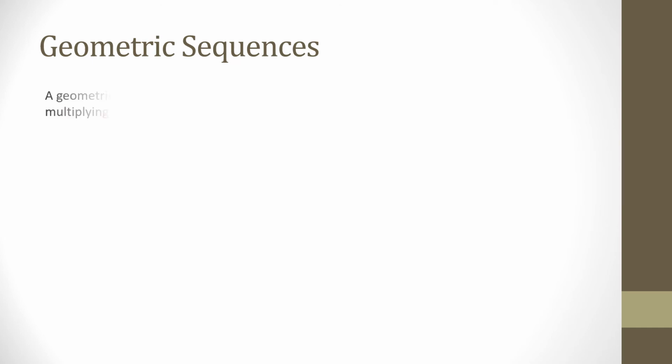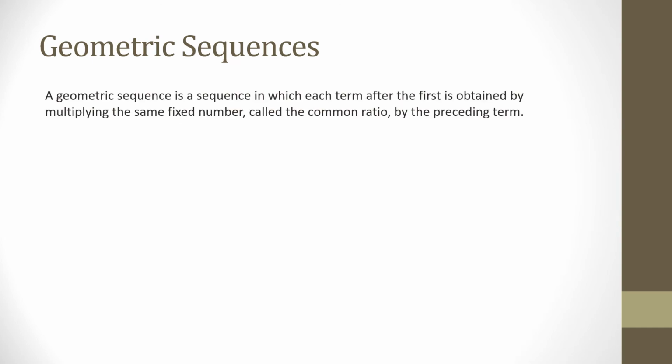So, geometric sequences. Geometric sequence is a sequence in which each term after first is obtained by multiplying the same fixed number. So, kapag sa arithmetic sequence, we are adding. Dito naman sa geometric, we are multiplying the same fixed number. So, kapag nag-multiply ka ng same number, that will be called the common ratio. So, g sub n plus 1 is equal to g sub n times r.